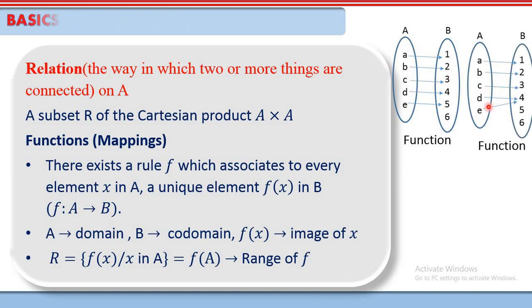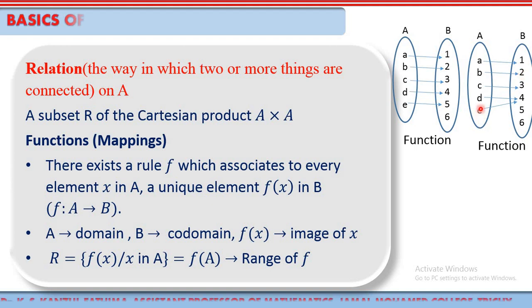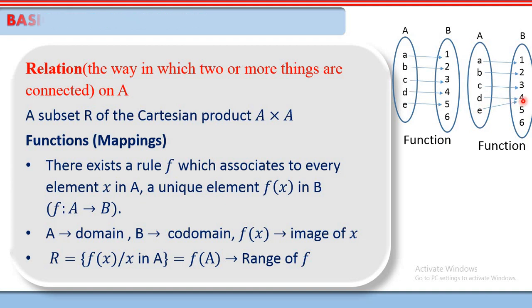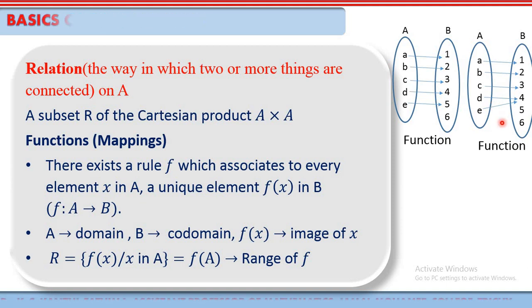This also represents a function because for each element in A, there exists a unique element in B. D has a unique image 4. E has a unique image 4. That is, 4 has 2 pre-images. This situation represents a function.